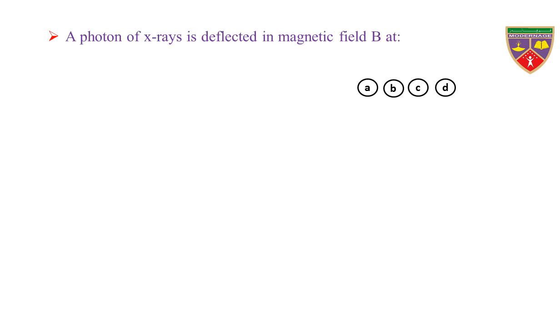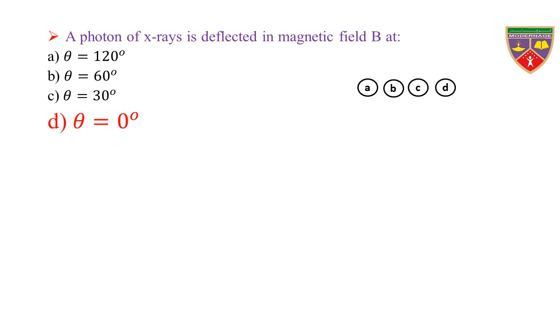A photon of X-rays is deflected in magnetic field B at: option A, theta equal to 120 degree; option B, theta equal to 60 degree; option C, theta equal to 30 degree; option D, theta equal to 0 degree. The key is theta equal to 0 degree. Therefore, the correct option is D.